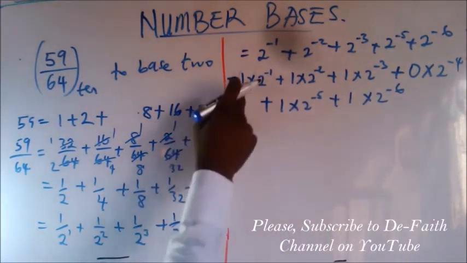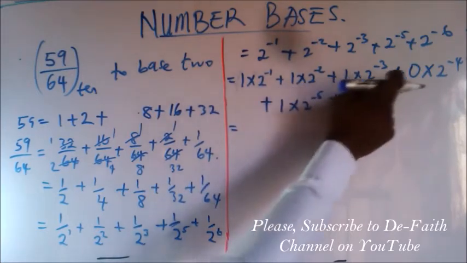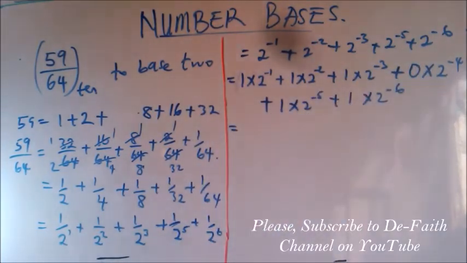Alright, so we would write the numbers that are here because we are working in base 2. And you know that when you are working in base 2, your numbers must not exceed 1. The possible numbers that you can have there will be 0 and 1. If you are working in base 3, the possible numbers you would have are 0, 1, and 2. It won't exceed 2, and the rest.